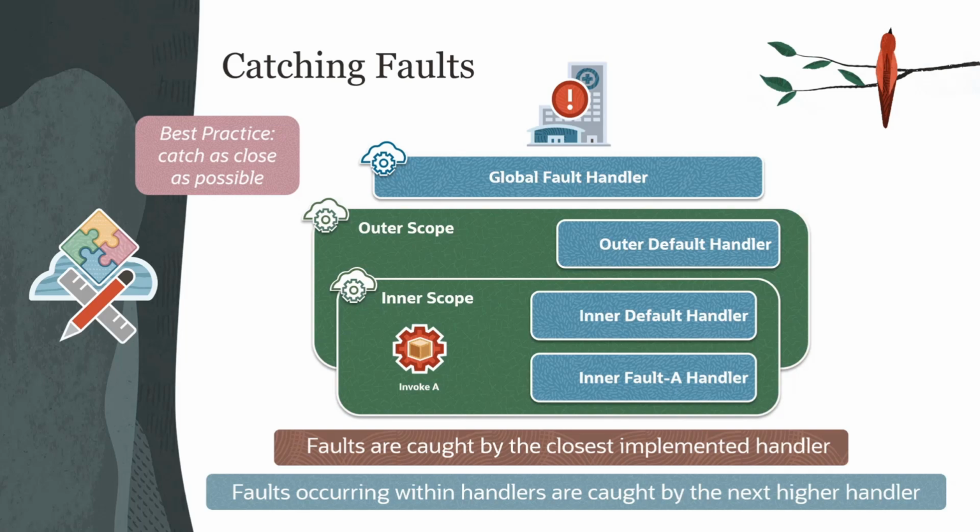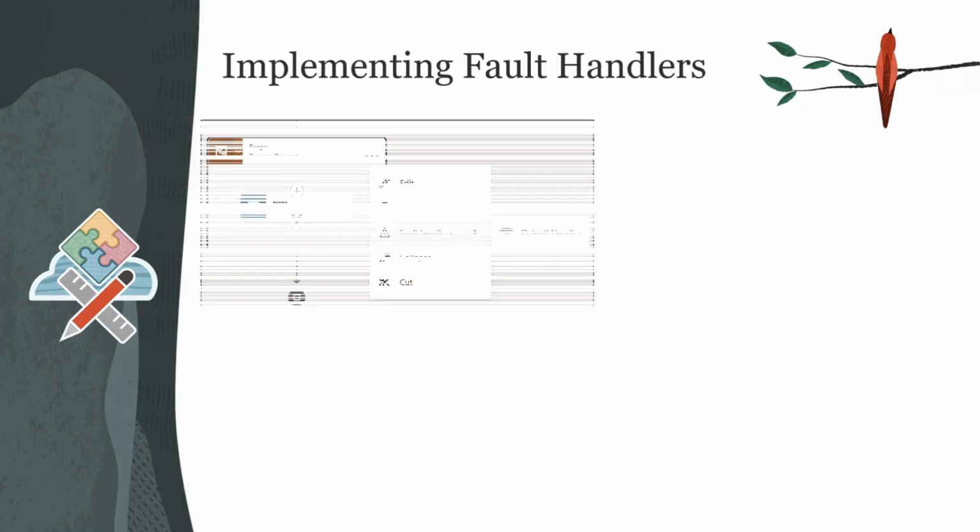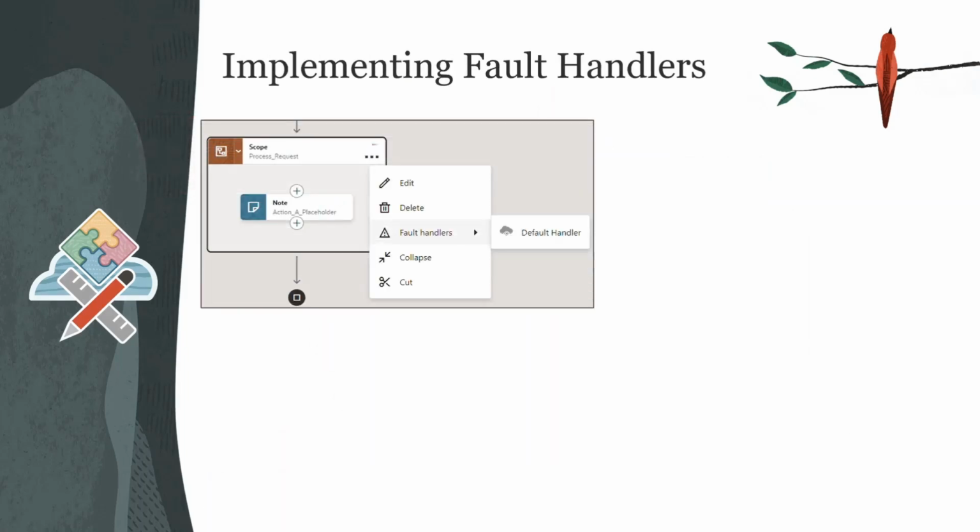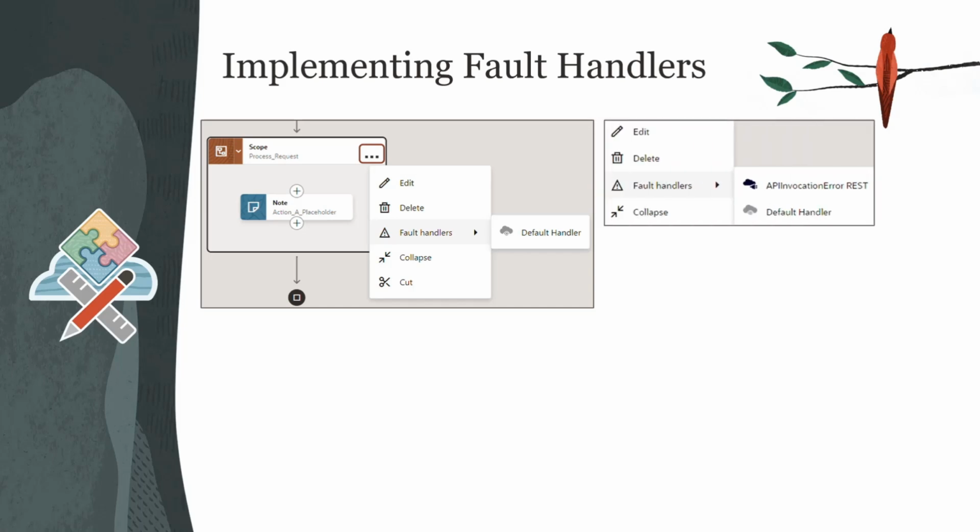The best practice is to catch errors as close to where they occur as possible. That way, you can have more specific fault handling logic or mitigation logic that you can implement accordingly. To implement a scope level handler, click the Scopes menu icon, then expand Fault Handlers, which will display one or more handlers, again, depending on what has been implemented in the scope.